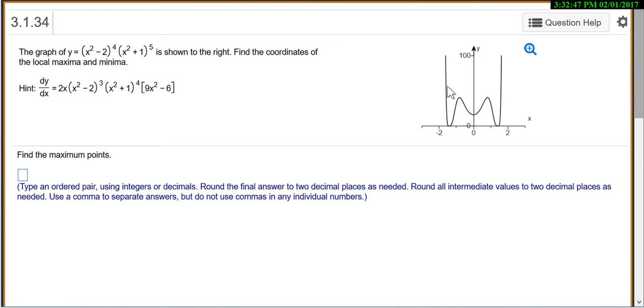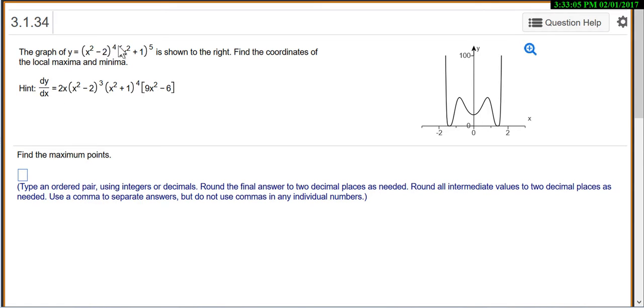In this problem, we have the graph of this nice complicated looking function, x squared minus 2 to the power 4, times x squared plus 1 to the power 5. We want to find the coordinates of the local maxima and minima. That just means maximums and minimums, that's just plural. And notice that they went ahead and found the derivative for you.